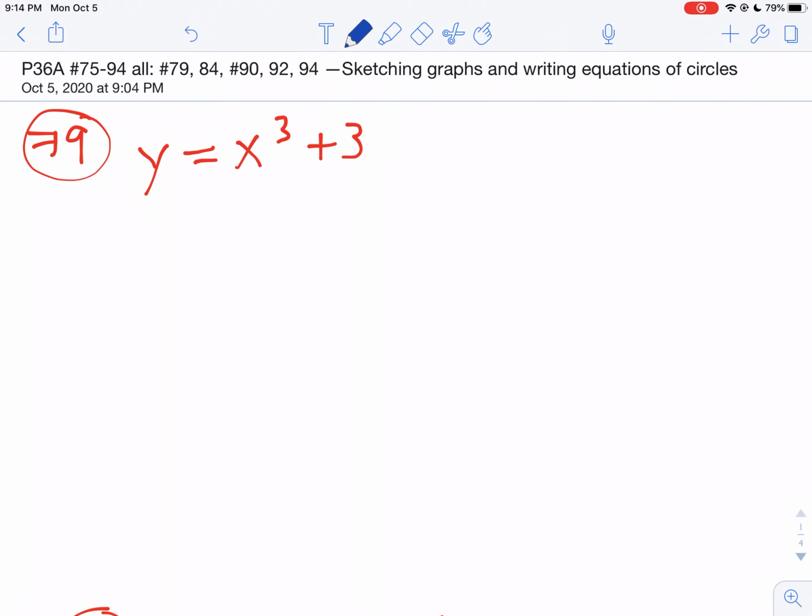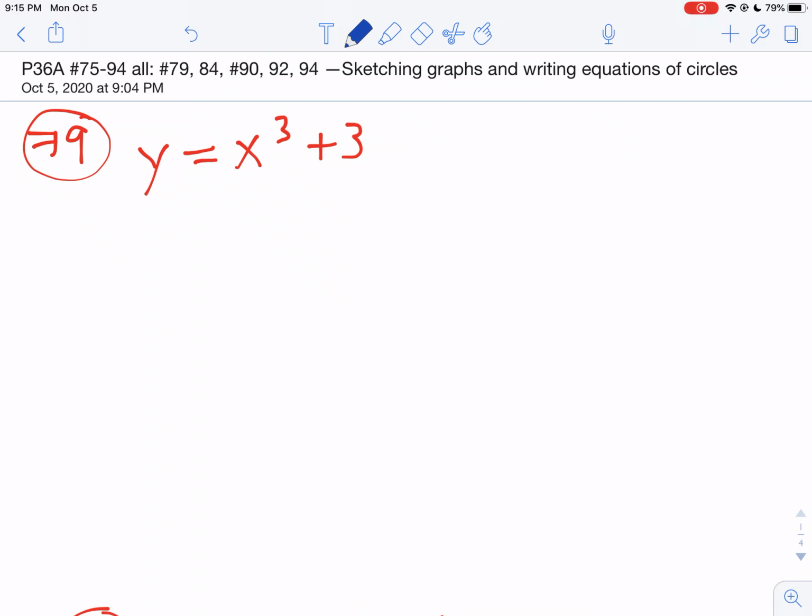Alright class, I am going to go over page 36A, problem set 75 through 94. They are asking you to sketch graphs and write equations of circles, okay? So number 79, use intercepts and symmetry to sketch the graph of the equation.